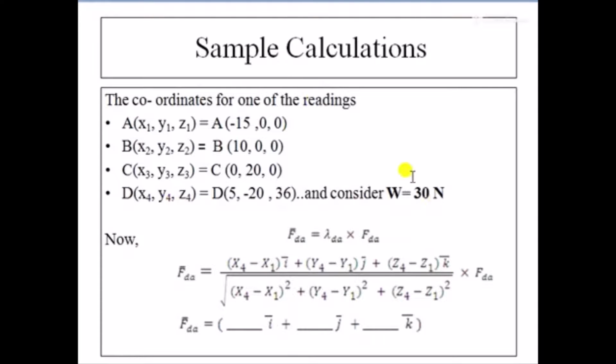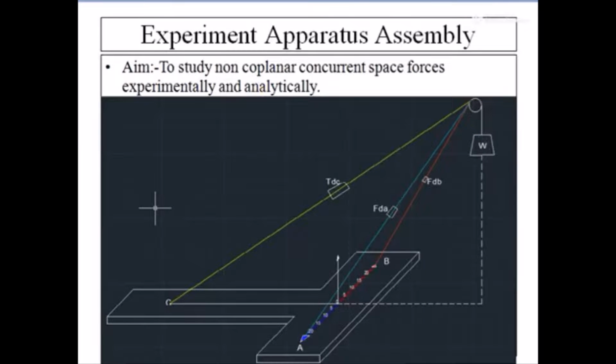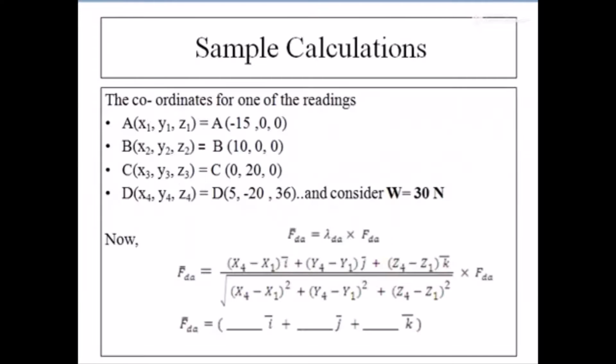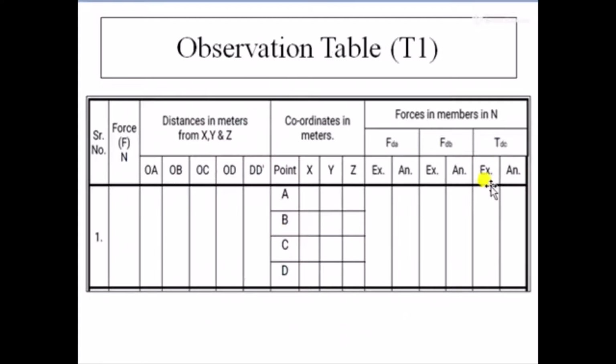Let us take one setup of readings. Assume that these are the readings what we have obtained and as the coordinates, and let us consider that the weight or the force which was applying in the downward direction here is 30 newtons. Now as per the formula we will apply it for all the three force members, as we have to determine the analytical value for all the three force members.